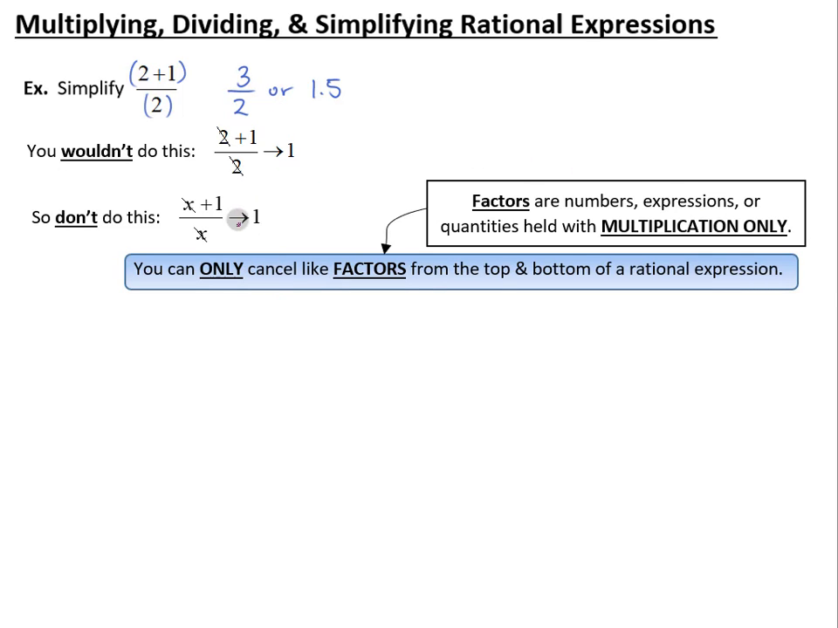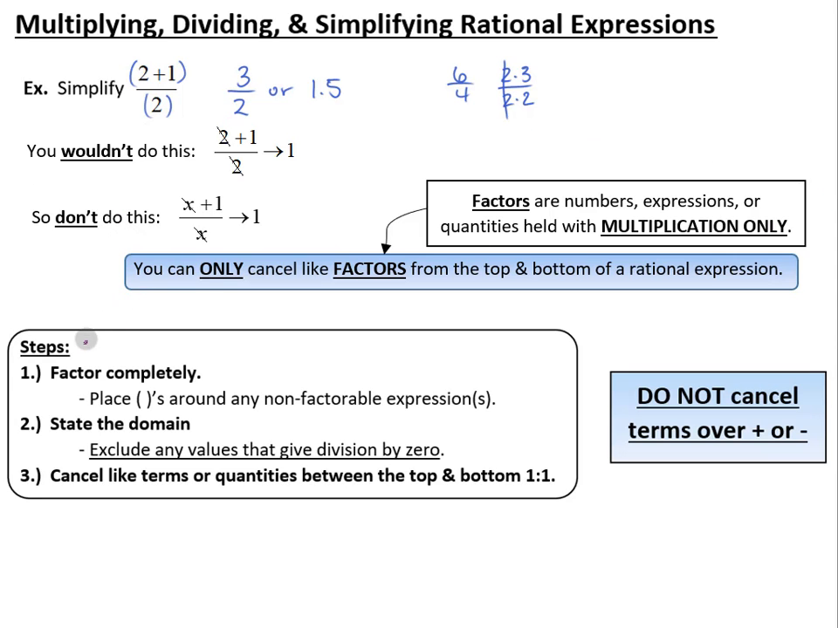The only things we can cancel are common factors between the top and bottom. In the same way that most of you would know we can reduce 6/4 to 3/2, because if we break them into their prime factors, we can cancel out the common factor of 2. So we can only cancel out common factors from the top and bottom of a rational expression. And factors are numbers, expressions, or quantities that are held with multiplication only. So if there's still adding or subtracting going on and we can't match an entire expression, we cannot cancel things out or simplify it.